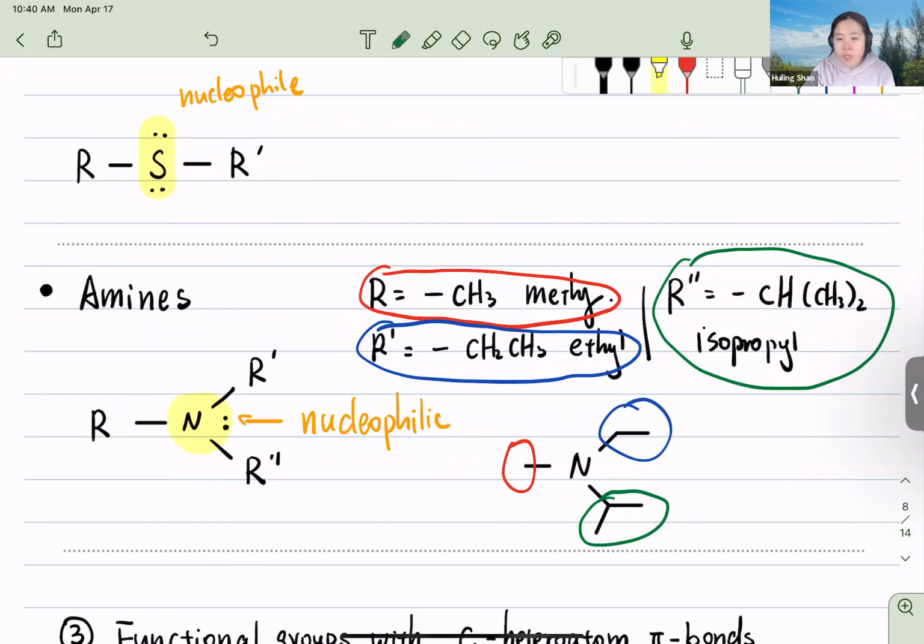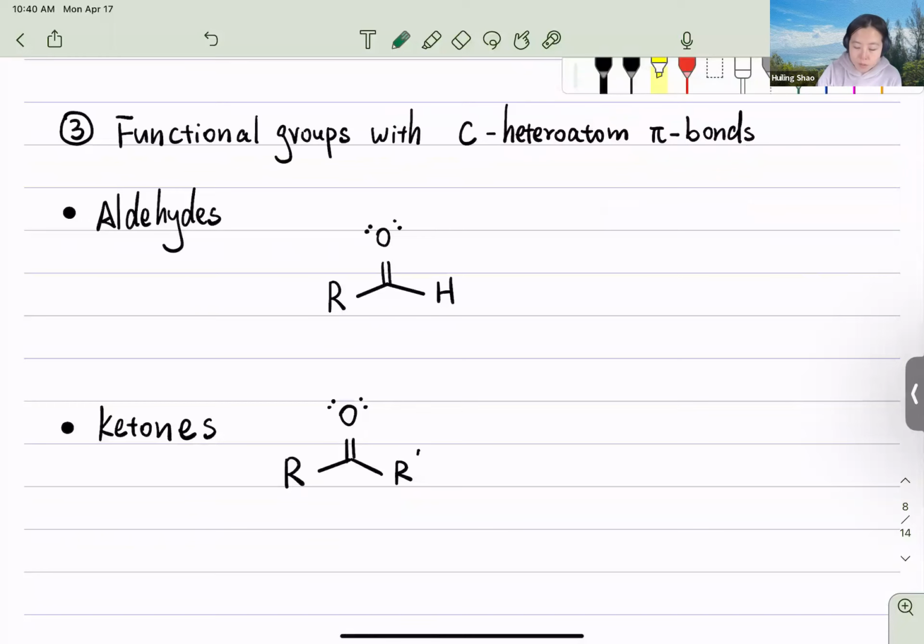We have 10 more minutes, and let's work on our last topic, which is the functional group with carbon heteroatom pi bonds or double bonds. So this class of molecule is pretty special. It's because of these double bonds to the heteroatoms. What we end up with is the same molecule can have two different reactivity centers that are relatively close to each other. So they can actually react with themselves to form dimers. You'll see those reactions later on.